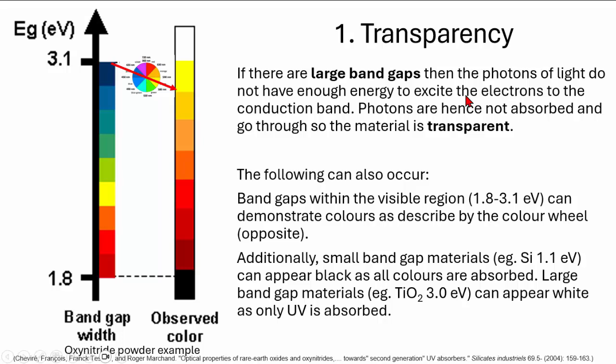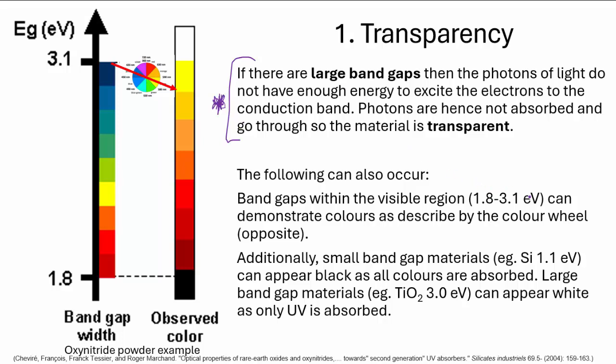Okay. And so moving on to transparency. If you get nothing else from this and you're in year 9, it's transparent because the photons don't have enough energy to be absorbed by the electrons, and so they go through. And that's based on different material. Okay, so if there are large band gaps, the photons of light do not have enough energy to excite the electrons to the conduction band, photons are hence not absorbed and go through the material, and the material is transparent. That's what you need to get. Okay, but really the rest helps you understand a lot more than that.